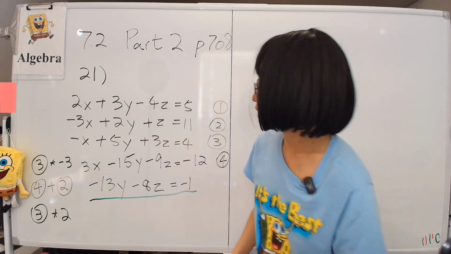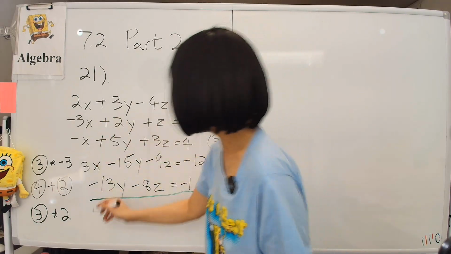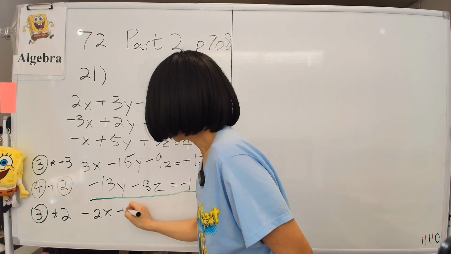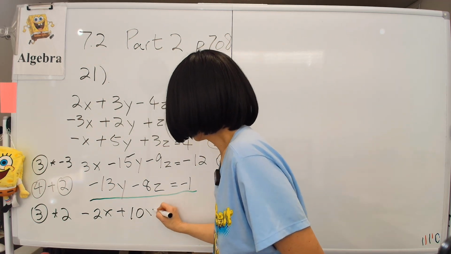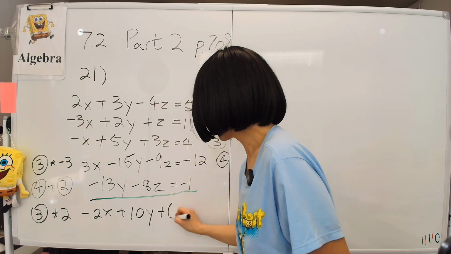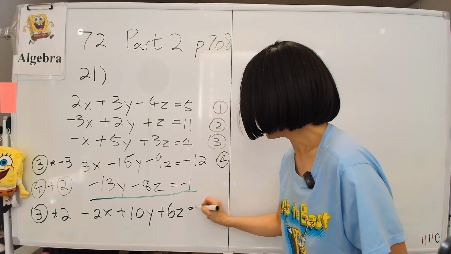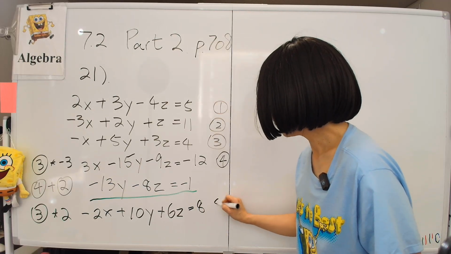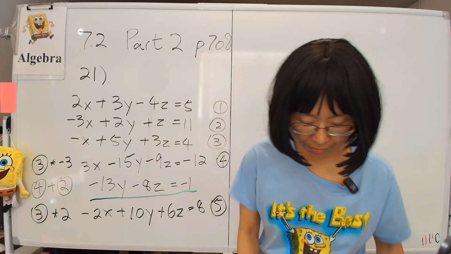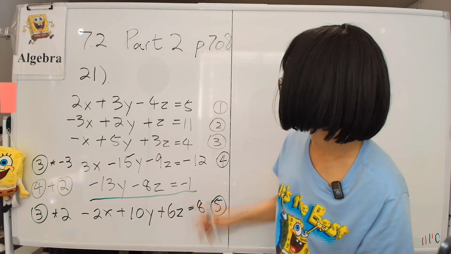All right, and that will give us this thing multiplied by 2. So that becomes minus 2x plus 10y, plus 6z, equals 8. We'll call that equation 5. And then what do we do with this? We're going to add it to equation 1.